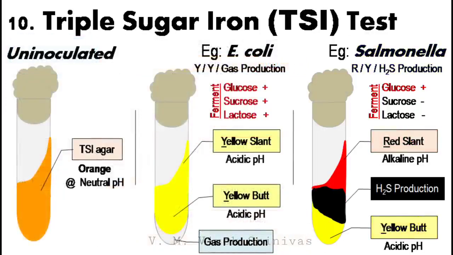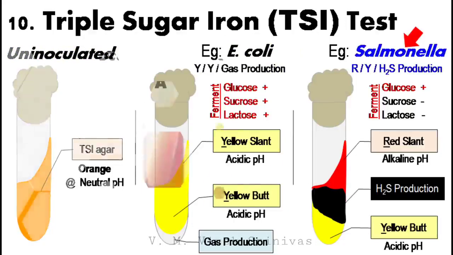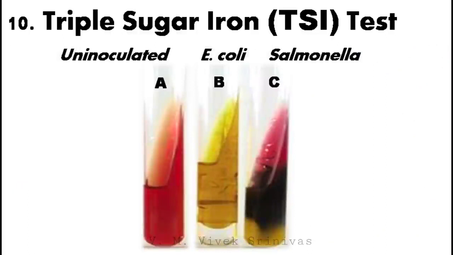These are some of the reactions observed in the TSI agar, starting from the left: the uninoculated TSI agar, in the middle, the E. coli inoculated TSI agar, and on the right, the Salmonella inoculated TSI agar. This is the photograph showing the reactions observed in the TSI agar: the left, the uninoculated TSI agar, the middle, the E. coli inoculated TSI agar, and the right, the Salmonella inoculated TSI agar.